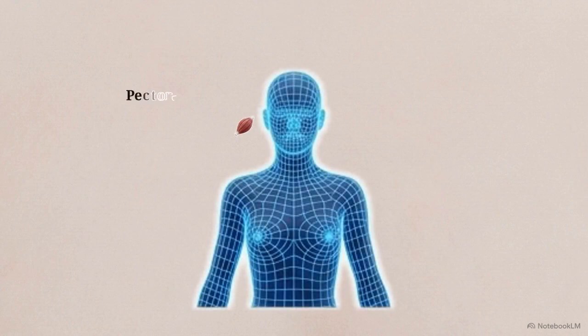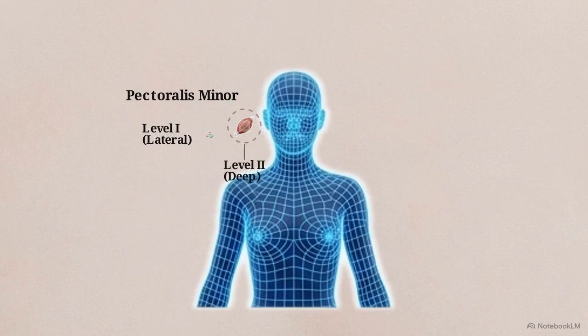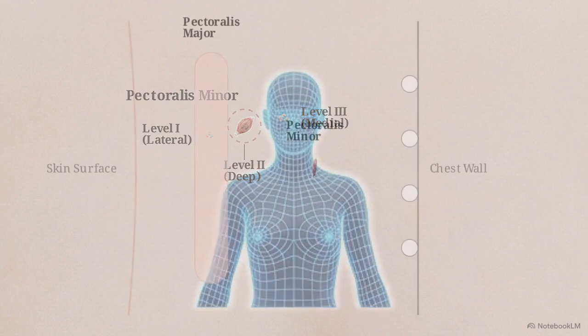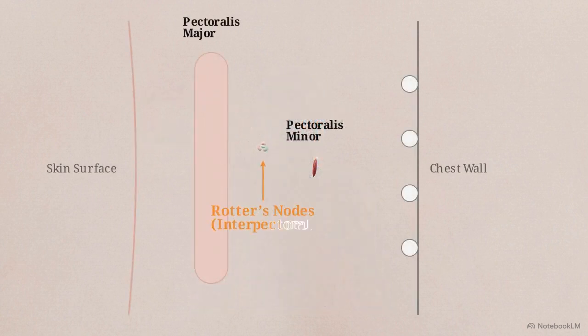Axillary nodes are strictly classified by their spatial relationship to the pectoralis minor muscle. Level 1 nodes sit lateral to the muscle, Level 2 are directly behind it, and Level 3 lie medial to it. There is also an interpectoral group known as Rotter's nodes, trapped completely between the pectoralis major and minor.